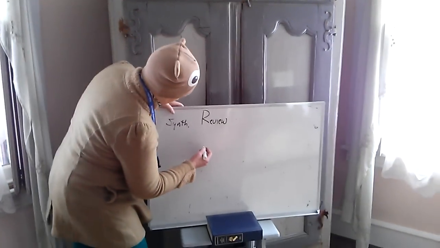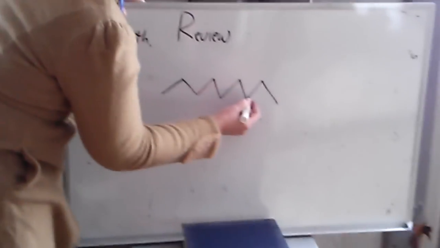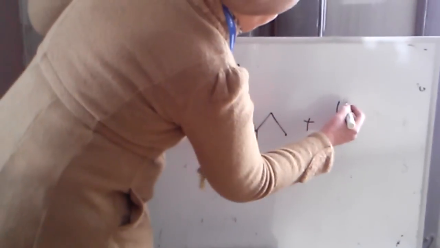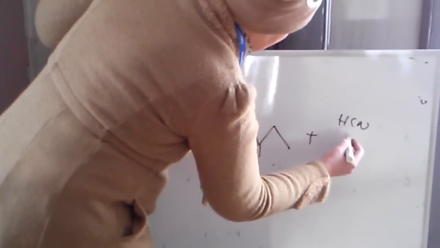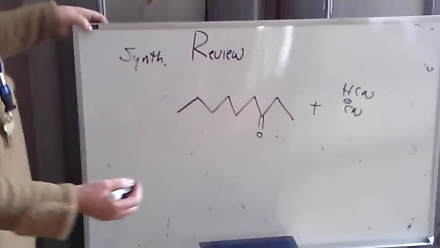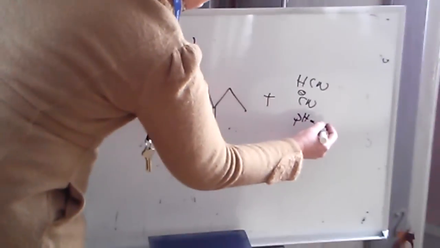So if you have, for example, some ketone like this, and you add hydrogen cyanide. I did this in class, but I want to reiterate this because I feel like we didn't really talk about the stereochemistry. If you add these, and remember the pH has to be equal to 9.